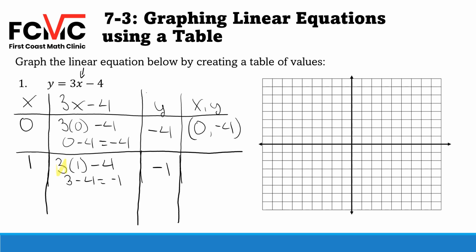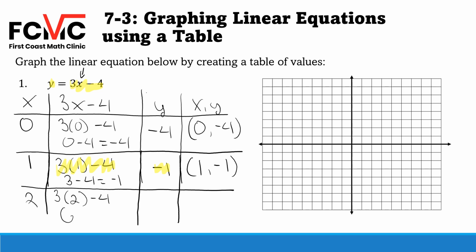Just remember, whatever we solve here, that's going to be equal to y, and that's what we get here. So our ordered pair is going to be 1, -1. So I'll do 0, 1, and then I'll do 2. So 3 times 2 minus 4. 3 times 2 is 6. Minus 4 is 2. So we'll get 2 and 2.